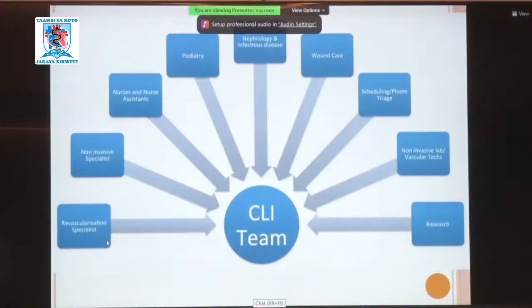So the CLI team, essentially, it may consist of a revascularization specialist, but that's a small piece. Us as interventionists are a very small piece of the puzzle. You have your non-invasive specialists who are reading the ultrasounds, referring the patients, seeing the patients in clinic, nurses, nurse assistants, the podiatrists, the kidney doctors, infectious disease, wound care, even the triage and the phone triage and the schedulers play a very important role in managing these patients, because you need to understand how quickly this patient needs to get their intervention, and am I going to miss the window.